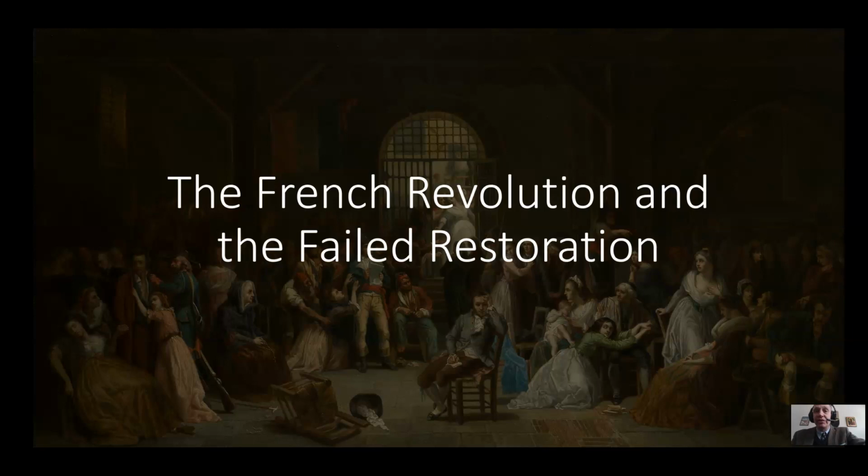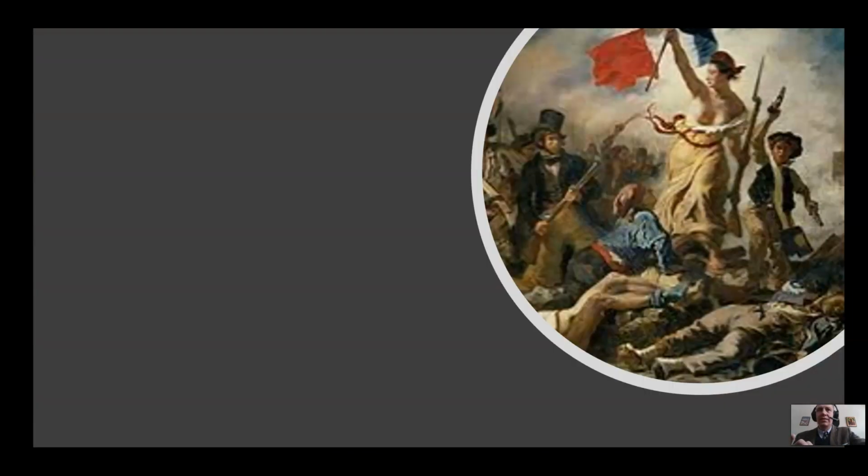Really, with the French Revolution, we're into the modern age. And the title of this mini chapter is The French Revolution and the Failed Restoration. This is a famous image of the French Revolution, leading the troops onward to victory.